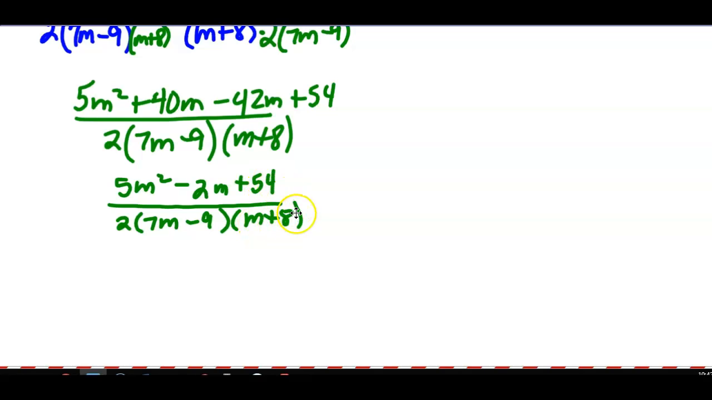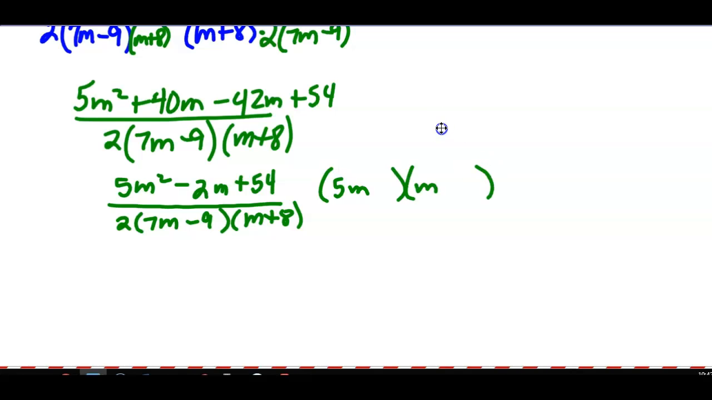Because there, clearly 8 isn't going to be a factor of 54. 2 doesn't go into all these. 9 goes into 54, but 7m isn't going to be a factor here. So even if this factored, it wouldn't help. I don't think it does. We'd have to have a 5m and an m.